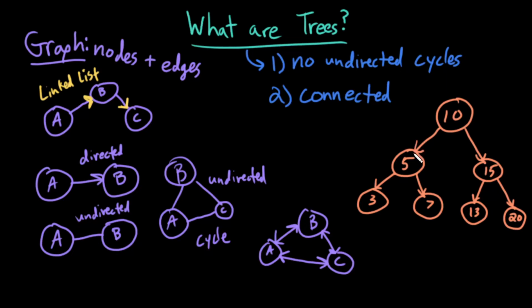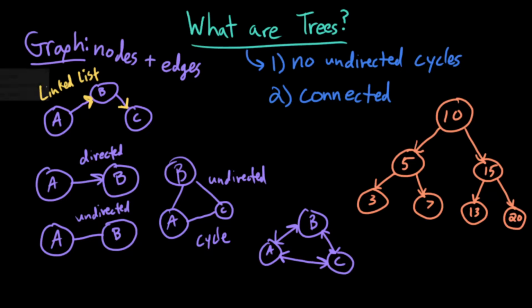But even as a directed graph, if I converted each of these edges back to undirected edges, I would not get a cycle in the resulting graph. Therefore, there are no undirected cycles. And also, it's connected. Basically, every single piece of this tree, every single piece of this graph is connected to all the other pieces of this graph.